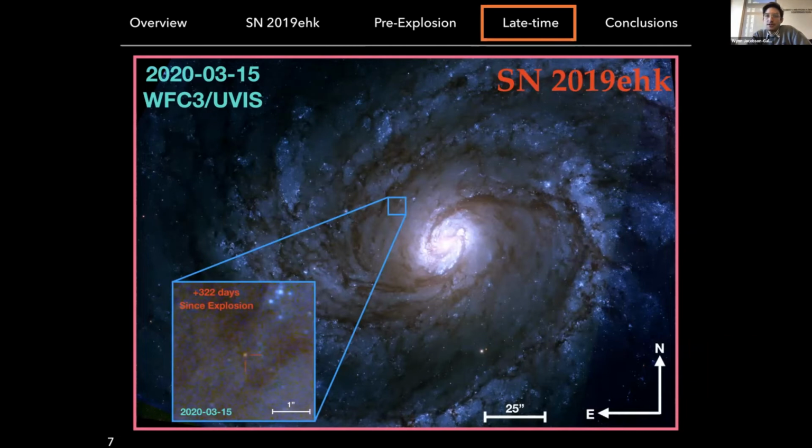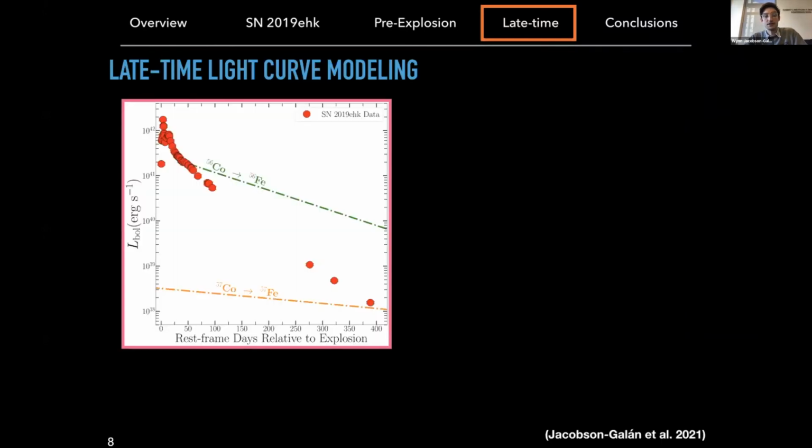Still sticking with this case study, 2019 HK, we were able to get a couple HST programs approved, and we were able to observe this in multiband, multicolor imaging out to about 400 days after explosion. This is one highlighted epoch here where you can see the supernova is pretty old, but very cleanly detectable in its beautiful host galaxy. And so for the first time, we're able to construct this bolometric light curve sequence out to very, very late phases.